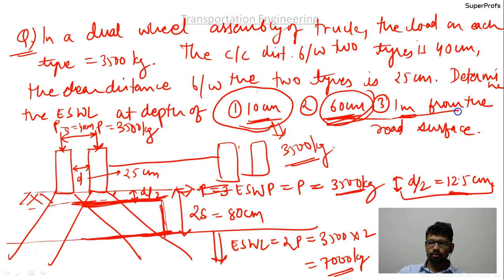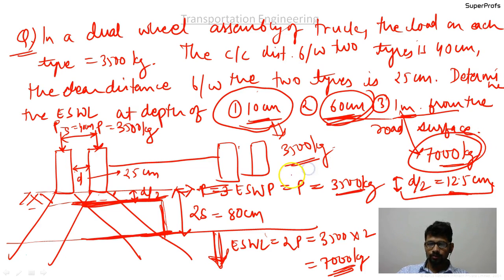And at 1 meter from the road surface, that is at 100 centimeter, which is greater than the 80 centimeter, and from beyond 80 centimeters it was 7000 kg. Okay, so here for this case 7000 kg was the equivalent single wheel load. So let us now find out the equivalent single wheel load at a depth of 60 centimeter.